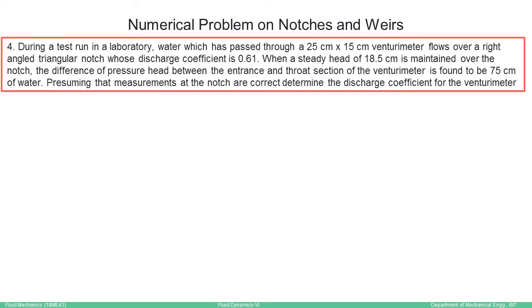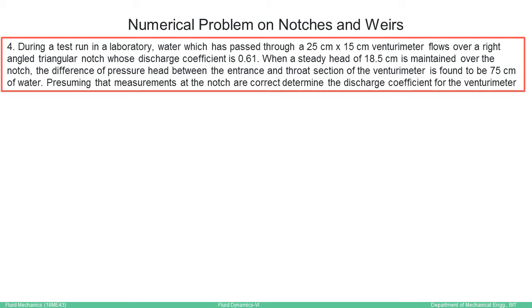During a test run in a laboratory, water which has passed through a 25 centimeter by 15 centimeter venturi meter flows over a right angle triangular notch whose discharge coefficient is 0.61. When a steady head of 18.5 centimeter is maintained over the notch, the difference of pressure head between the entrance and throat section of the venturi meter is found to be 75 centimeter of water. Presuming that measurements at the notch were correct, determine the discharge coefficient for the venturi meter.